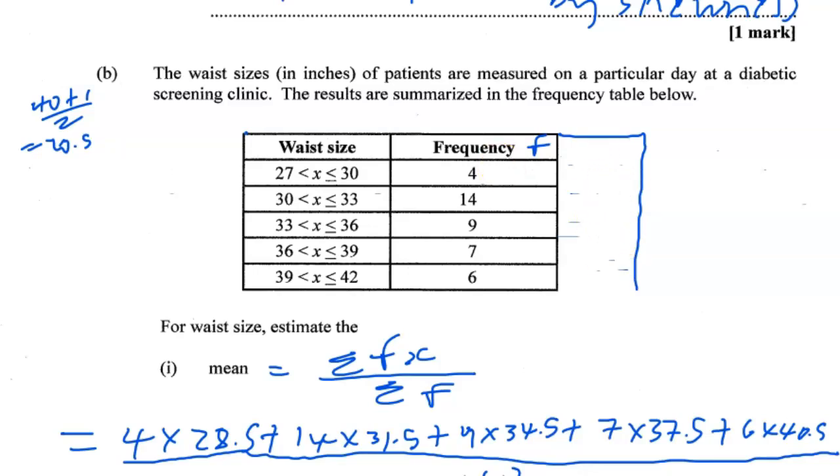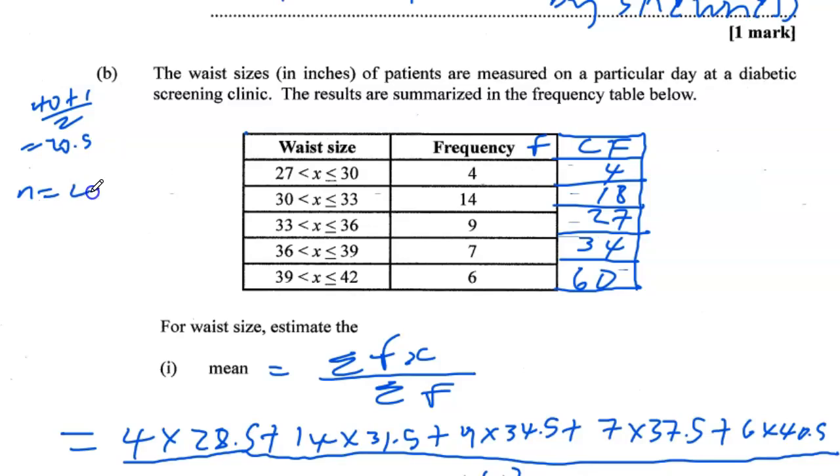We'll need to do a cumulative frequency column when calculating the median using the formula there. So cumulative frequency: we start with the first frequency 4, add 14, we get 18, add 9, we get 27, add 7, we get 34, add 6, we get 40. So n is 40, so now there are 40 patients. And the median, as we discussed earlier, is between the 20th and the 21st patient.